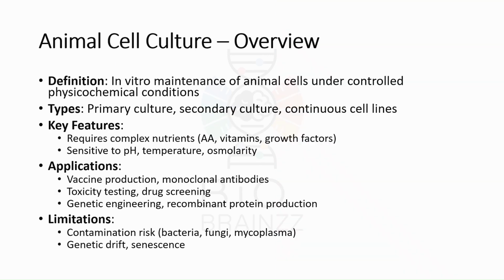Animal cell culture means growing animal cells in laboratory conditions outside the body, which is called in vitro. These cells need controlled conditions like proper nutrition, temperature, and pH to survive and grow. There are different types such as primary culture, secondary culture, and continuous cell lines.